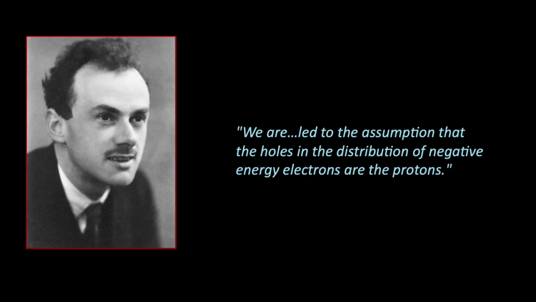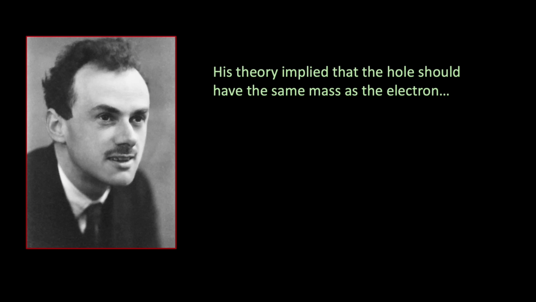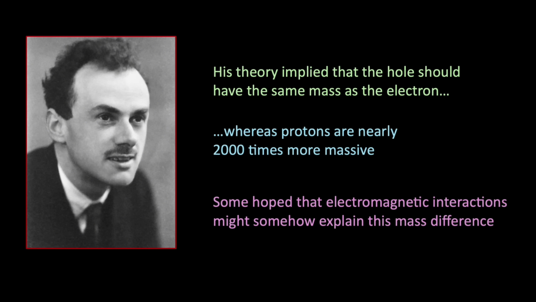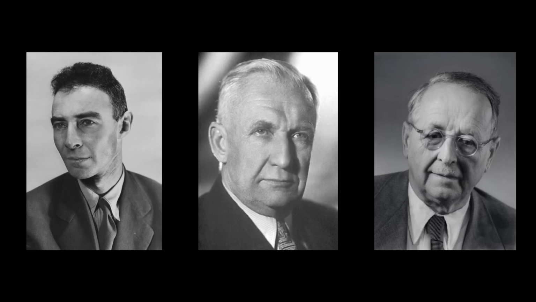But Dirac was also aware that there were serious problems with this identification. For one, his theory implied that the hole should have the same mass as the electron, whereas the proton is nearly 2,000 times heavier. Some hoped that electromagnetic interactions might somehow explain this mass difference, but the explanation felt contrived, ad hoc, and deeply unsatisfying. Further challenges came from physicists like Oppenheimer, Tamm, and Weyl, who highlighted additional inconsistencies with identifying holes with protons.